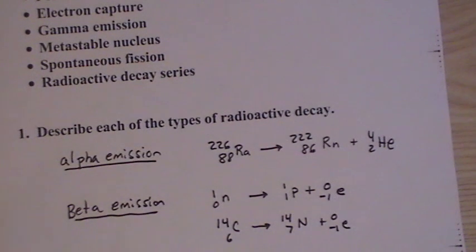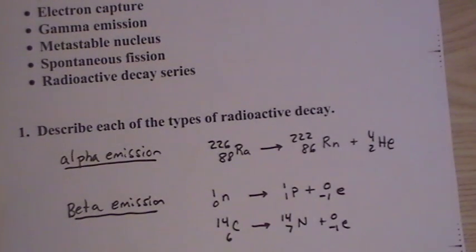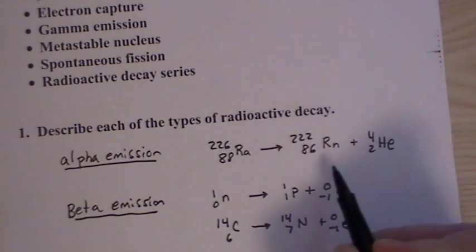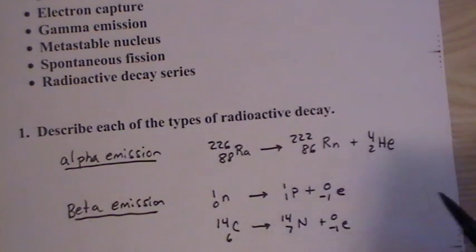So it's just saying there's way too much clutter here. We got too much in this nucleus. Eject a full nucleus that contains 2 protons and 2 neutrons. So that's a really energetic thing to do.